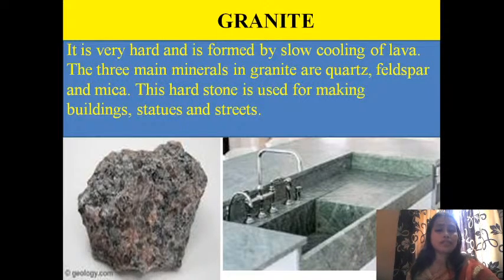The three main minerals in granite are quartz, feldspar, and mica. Once again I repeat, granite is very hard, and it is formed by very slow cooling of lava. The three main minerals in granite are quartz, feldspar and mica. Is it clear? Yes. This hard stone is used for making buildings, statues and streets.